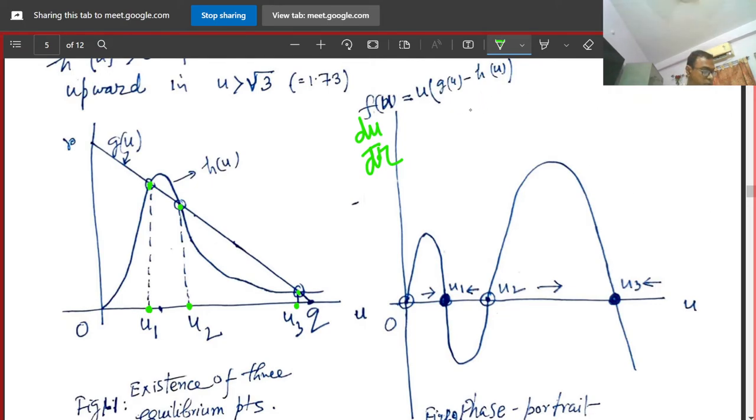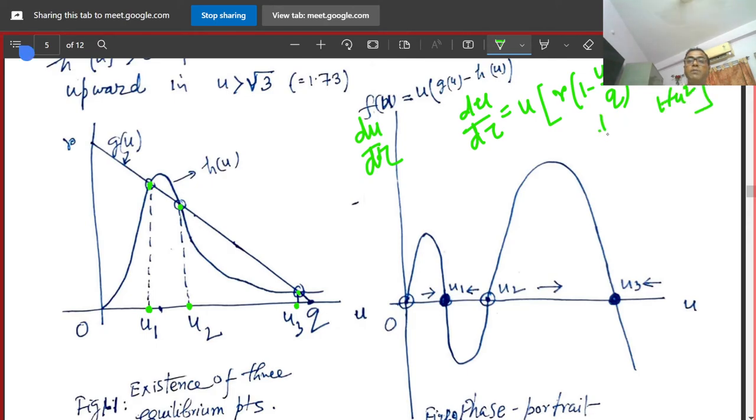From equation 5 we get du/d tau equals u into r into (1 minus u by q) minus u by (1 plus u squared). So this function is called g(u) and this function is called h(u). So we write du/d tau is equal to u into (g(u) minus h(u)).